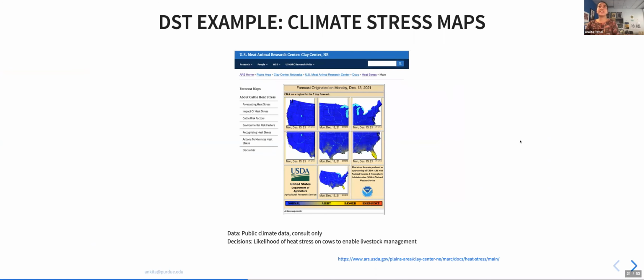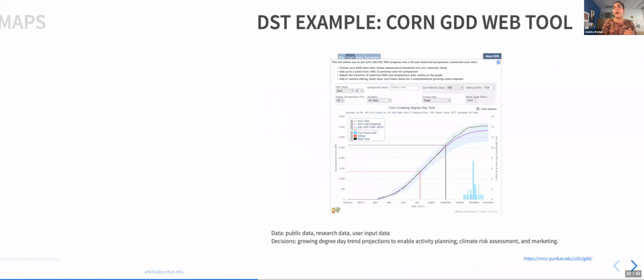Then we start to see some really cool things out there that actually start to pull in external data, right? These are the climate stress maps that I saw on the ARS website a while back, right? In this particular one, you're using public climate data. You're really just coming here to get a quick consult to be able to do things like figure out the likelihood of heat stress on cows to enable your livestock management.